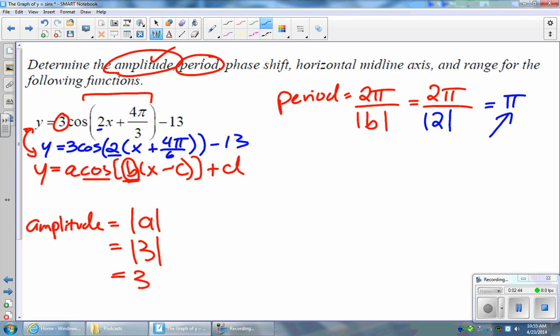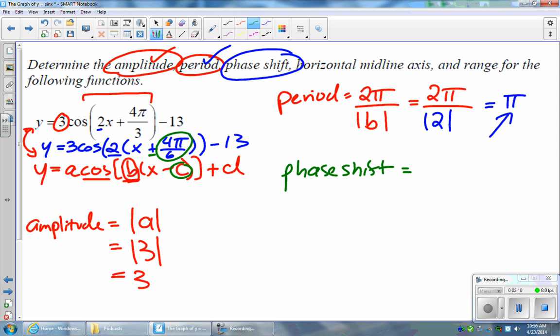The next characteristic that we want to identify is the phase shift. Because we already factored my function, it's easy enough to identify. The phase shift, remember, has to do with the c value. Looking at my factored argument, my c value is 4 pi over 6, but it's a positive, so you want to take the opposite of that sign. So my phase shift, in the end, is equal to negative 4 pi over 6. In other words, I'm moving left because it's negative. I'm moving left 4 pi over 6 radians. Okay, so that's my phase shift done.